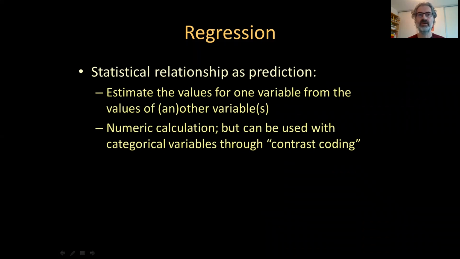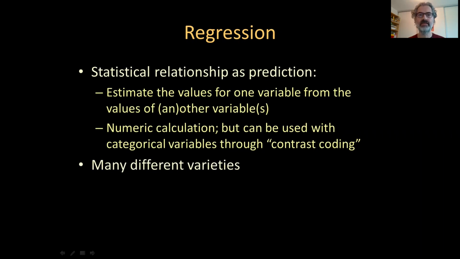This is a numerical calculation, involves numbers. So it is meant for quantitative variables. However, there are actually tricks that are called contrast coding that can be used so that regression is actually possible also with categorical variables. This is not something that we will see in this course.